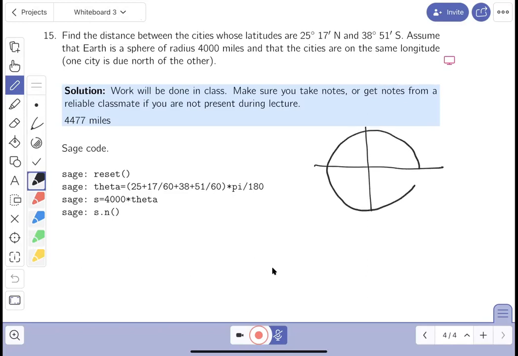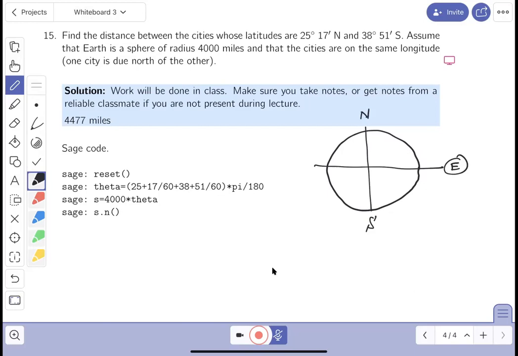That's a crazy looking Earth, isn't it? And I'm going to say that this thing over here is the equator. That's the equator of the Earth right there. Now, if you go north, this would be north, and this would be south. And what they say is these cities are in the same longitude.